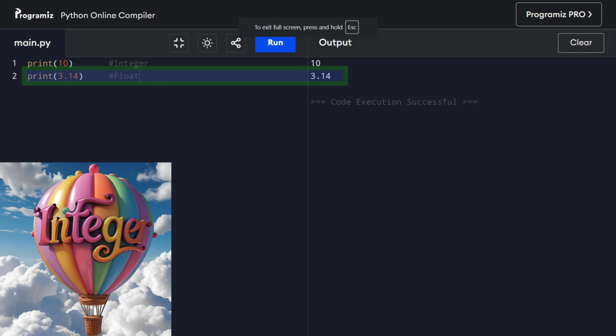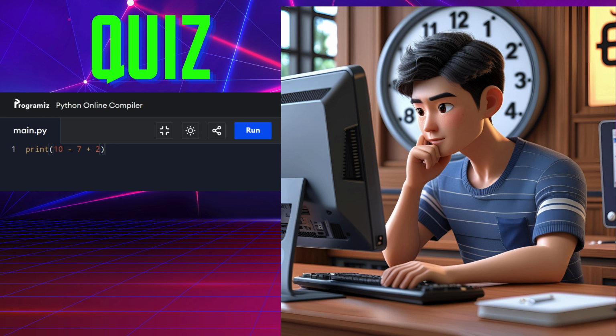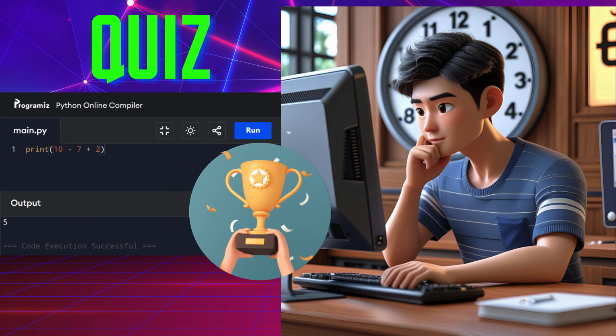Let's play a quick game. What do you think these will print? Think and then let's see. Alright, time to check your answers. Let's see what Python really prints. 10 minus 7 plus 2 equals 5. Did you get it right? If yes, high five. If not, no worries. You are learning fast. Nice job.